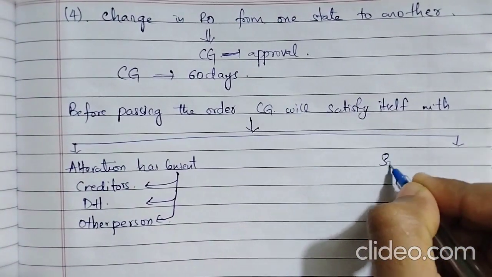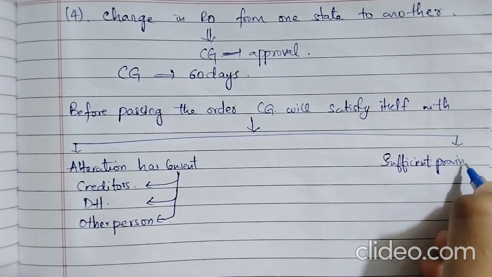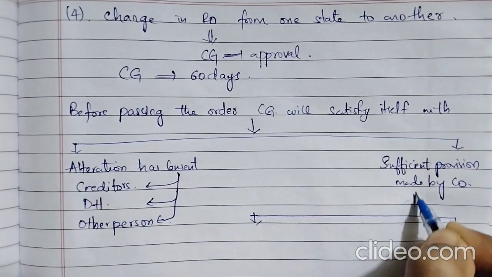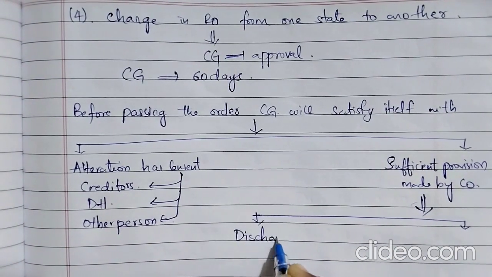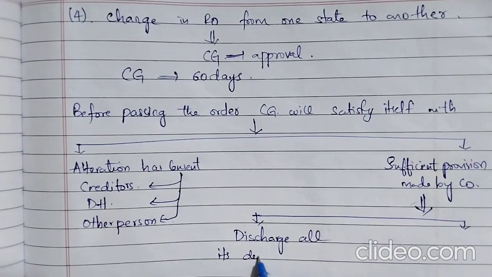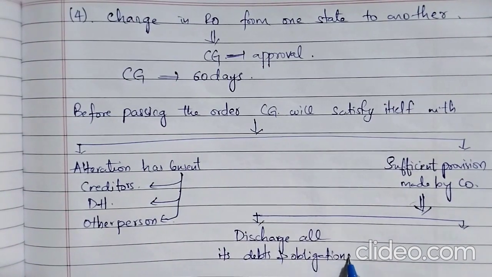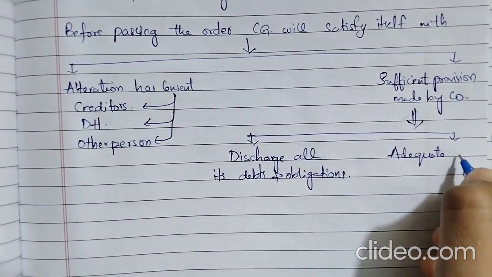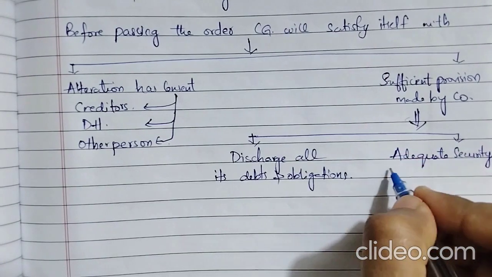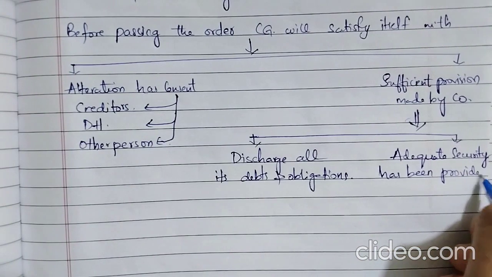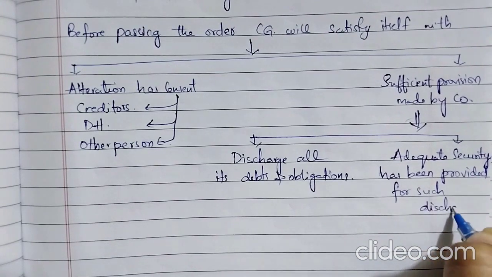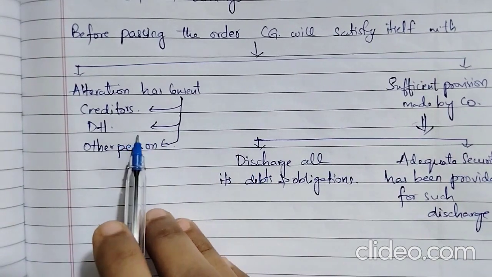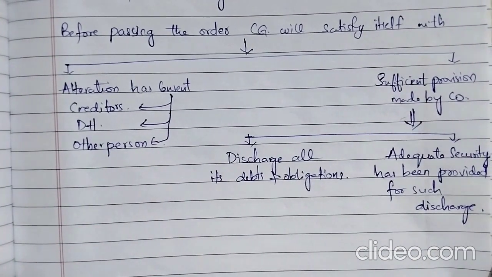Next, sufficient provision is made by company. Provision for what? The company has made sufficient provision to discharge all its debts and its obligations, and or adequate security has been provided for such discharge. Suppose there are some debenture holders who are not satisfied with that, then you can discharge those debenture holders, or you can give them little more security so that they will accept the change.